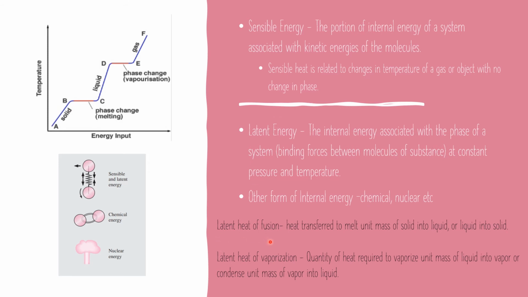The latent heat of fusion is the heat transferred to melt unit mass of solid into liquid or liquid into solid, while the latent heat of vaporization is the quantity of heat required to vaporize unit mass of liquid into vapor or condense unit mass of vapor into liquid.